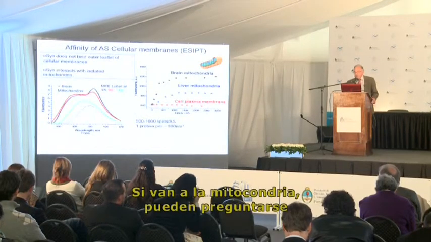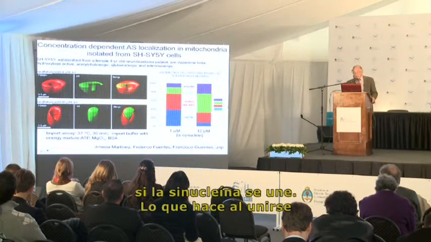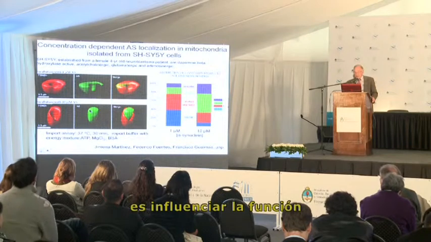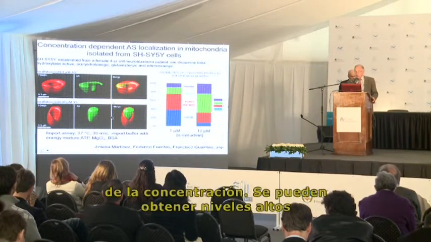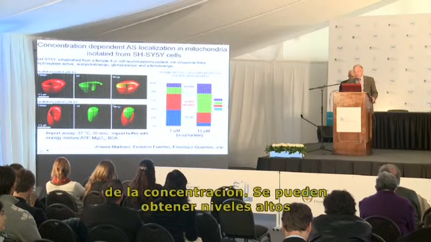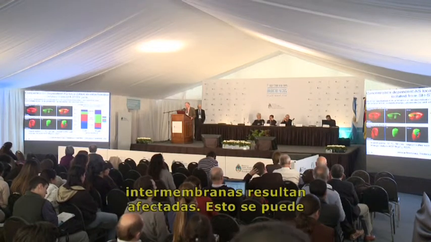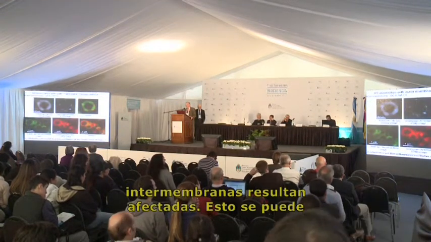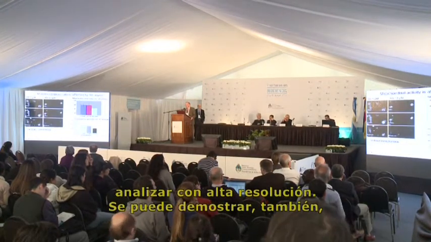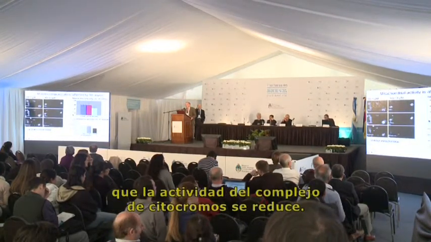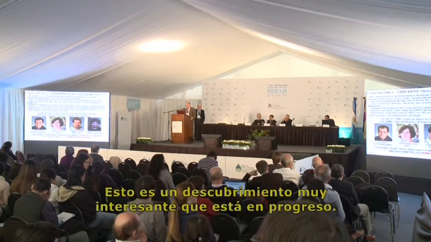And if you go to the mitochondria, you can ask whether the synuclein binds to that, and it does. And when it binds to that, it influences the function of the mitochondria. And how it binds depends on the concentration. If you go to high levels of the protein, you get inner binding, and it looks like the inner membrane is affected because you can do STED and super resolution on this. You can show that the activity of the cytochrome oxidase complex 4 is reduced. So this is a very interesting finding, and it's work in progress.